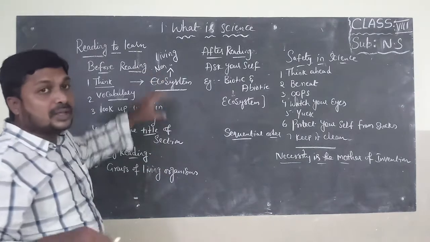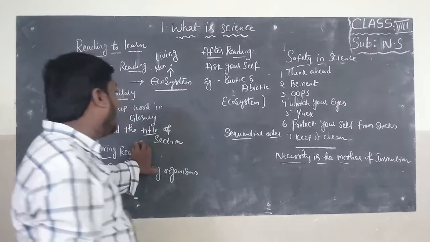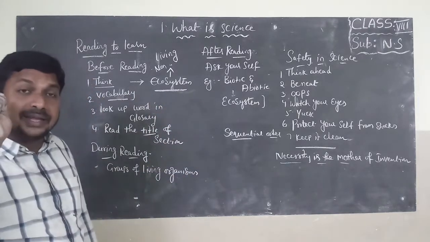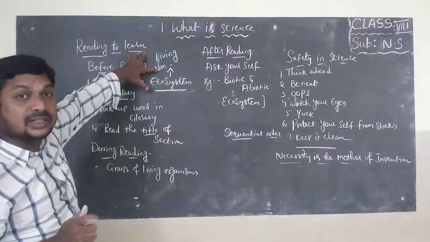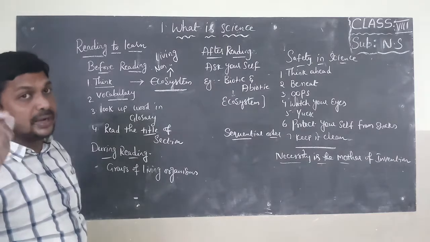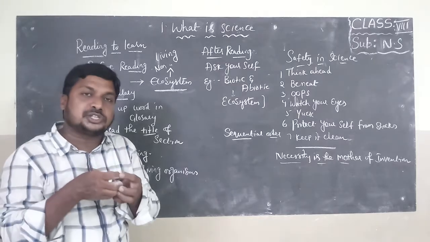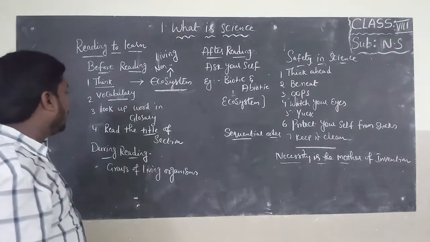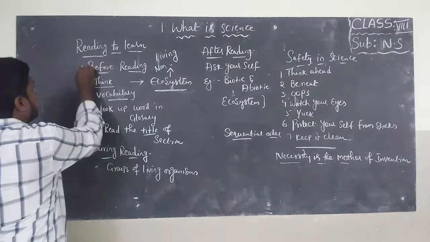For example, if I give one topic to you that is called ecosystem, first we have to observe the title of the section. The title of the section here is ecosystem. First we have to identify what is meant by ecosystem. Ecosystem means the place where living organisms interact with the non-living environment. In that ecosystem we can find living things which have life and non-living things which do not have life. Interaction between living and non-living things is essential for the survival of living organisms. This is the first one.